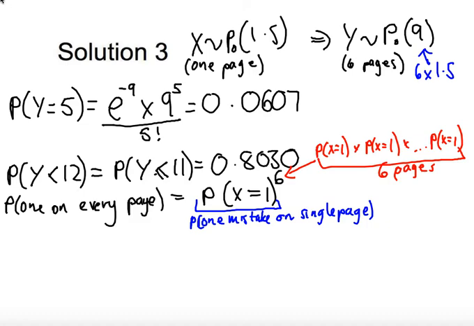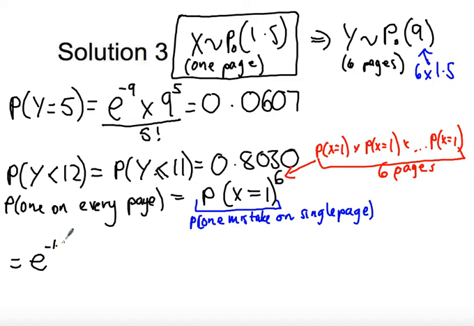Okay, so the way I can work this out then is the probability that x equals 1 will be e. Be careful here because we're talking about 1 page, so that's why I've switched to x and I'm not using y. I should have perhaps emphasized that. So e to the power of minus 1.5 times 1.5 to the power of 1 over 1 factorial, all to the power of 6.